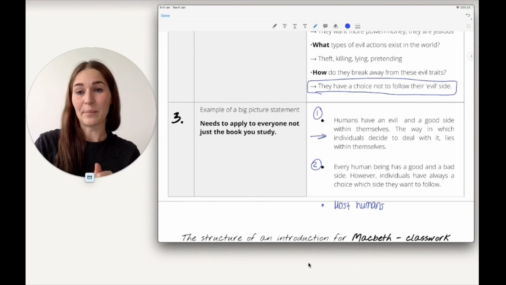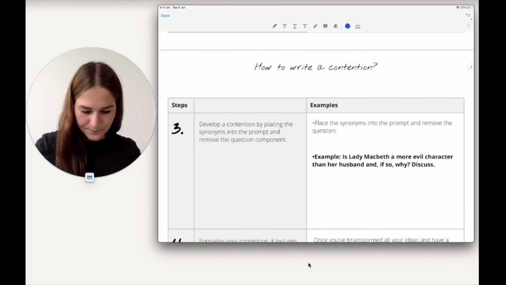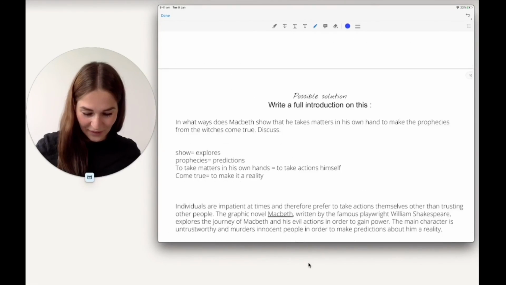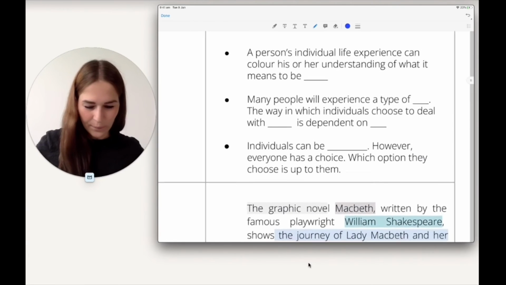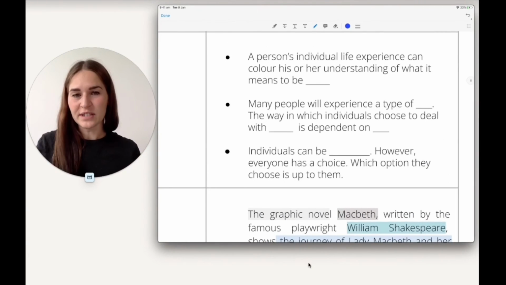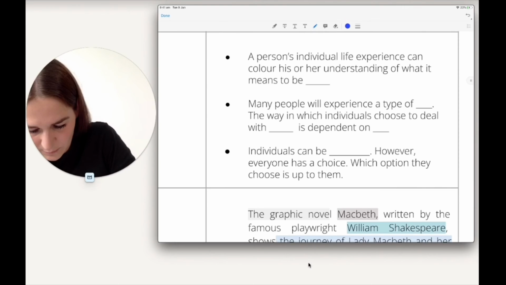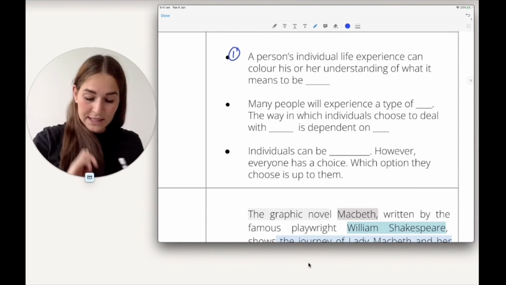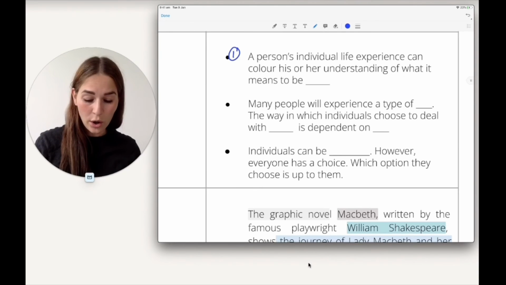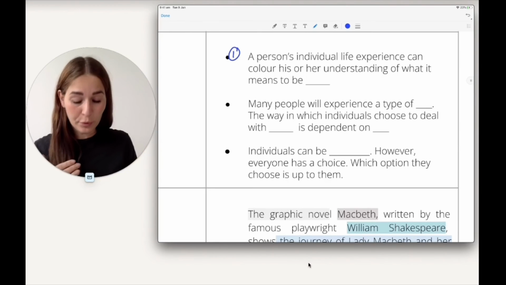I'll give you some examples. So bear with me, because there's a whole lot of other lessons that we can talk about, but there we go. So if you're not sure how to start off a big picture statement, you can start off with those sentences. The first option you have is this one here, number 1. A person's individual life experience can color his or her understanding of what it means to be, and now you could put in evil.